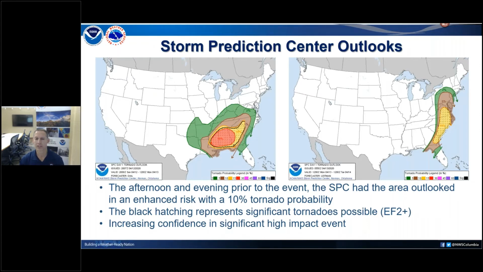Also, when they upgraded us to that enhanced risk, they put us in a 10% probability of tornadoes. If you think about chances of rain, 10% is really not a lot, but when you're talking about tornadoes, that's actually a pretty high value. And they also added the black hatching for us, and the significance of that is that it represents the potential for significant tornadoes, those EF2 and stronger intensity tornadoes. So again, this just further increased our confidence that we were going to have a significant high impact event over our area during the early morning hours on the 13th.